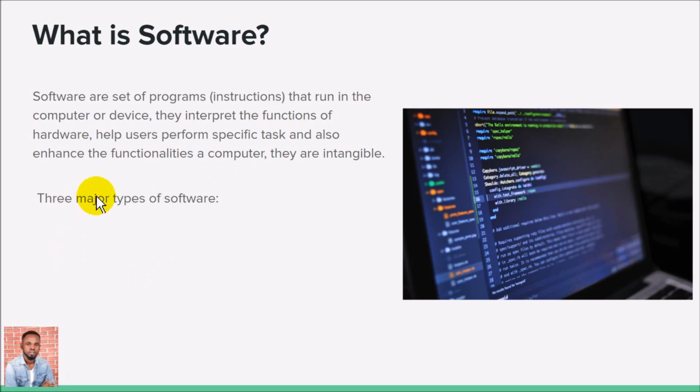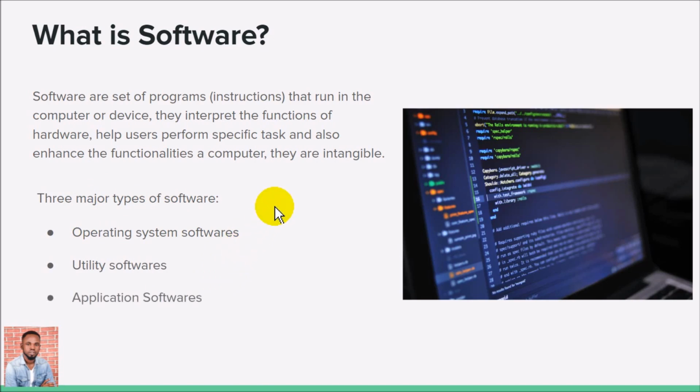Okay, so there are three major types of software you'll find out there that you're likely going to be dealing with as a basic ICT student. One of them is operating system software. We also have utility software, and we also have application software. Let's go deep into them to really understand the nature of this software.